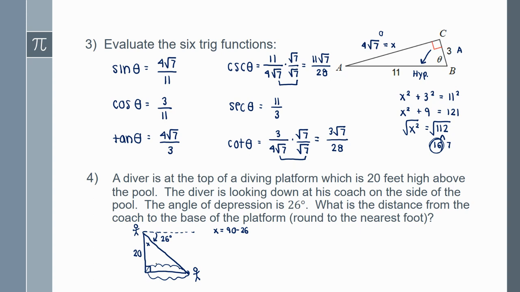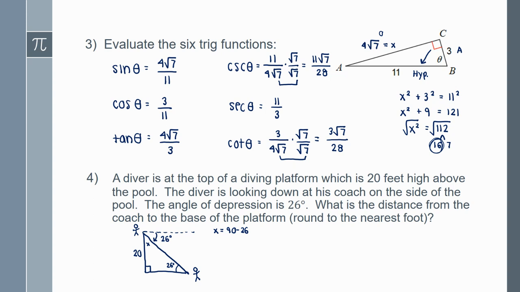Or the other way to think of it, if I delete the pool here, is that that angle of depression is actually congruent to this angle inside at the bottom. Those are what we call alternate interior angles if you're thinking about geometry. So either way, you can use the angle that you can find for the measure of x, or you can just stick with 26 and know that it's down here at the bottom.